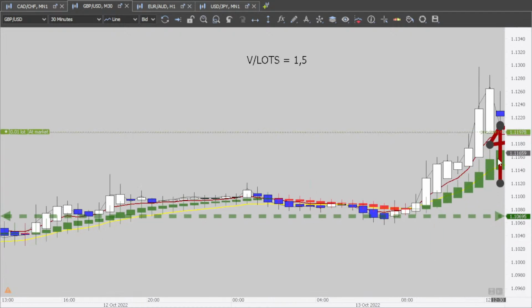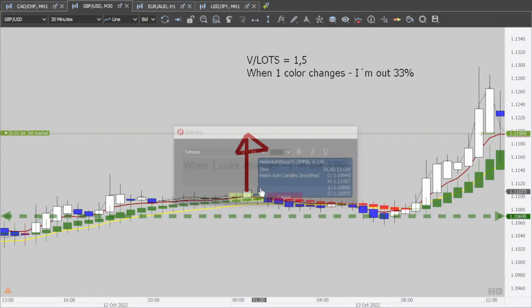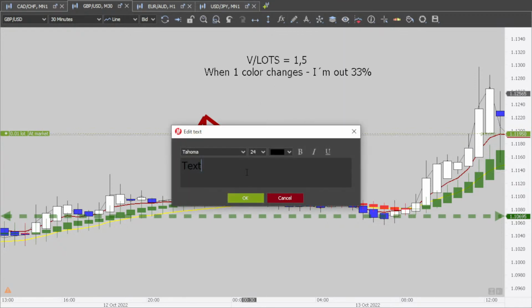Bam. Now one of the 3 colors changed. So when I see this, when one color changes, I am out 33%. So I'm going to close my position partially. How much is 33% of 1.5? I am closing volume, which is lots, equals 0.5. The remaining position equals 1.